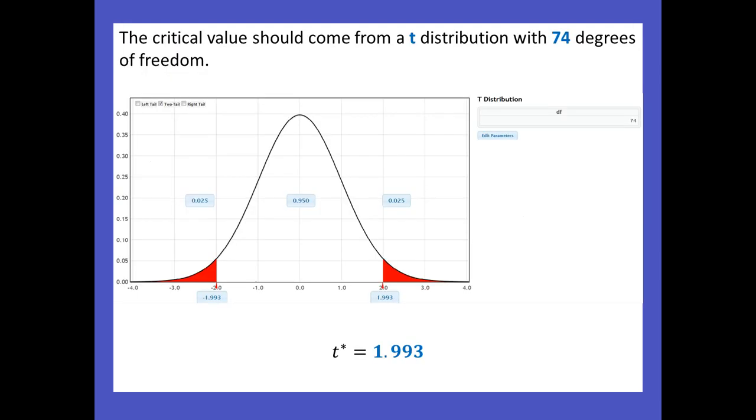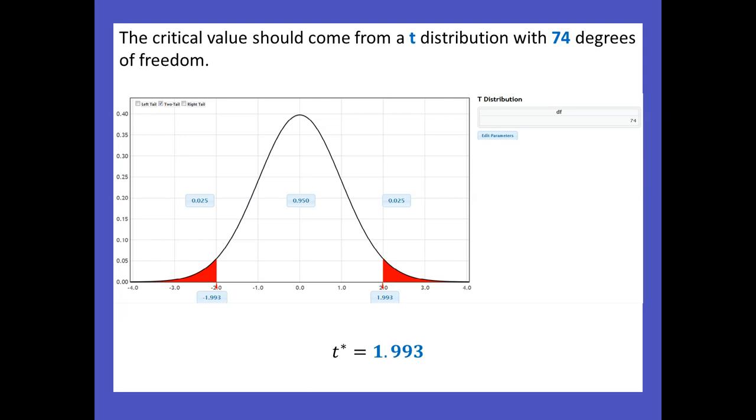Since the sample size was 75, we need to use a t-distribution with 74 degrees of freedom to find the critical value, and that's what we have here. If you look toward the right side of the screen, my degrees of freedom is 74. I have two tails selected in the upper left, and I'm specifying 0.95 in the center, and my critical value works out to be 1.993, which is a little bit bigger than what you would have from a standard normal.